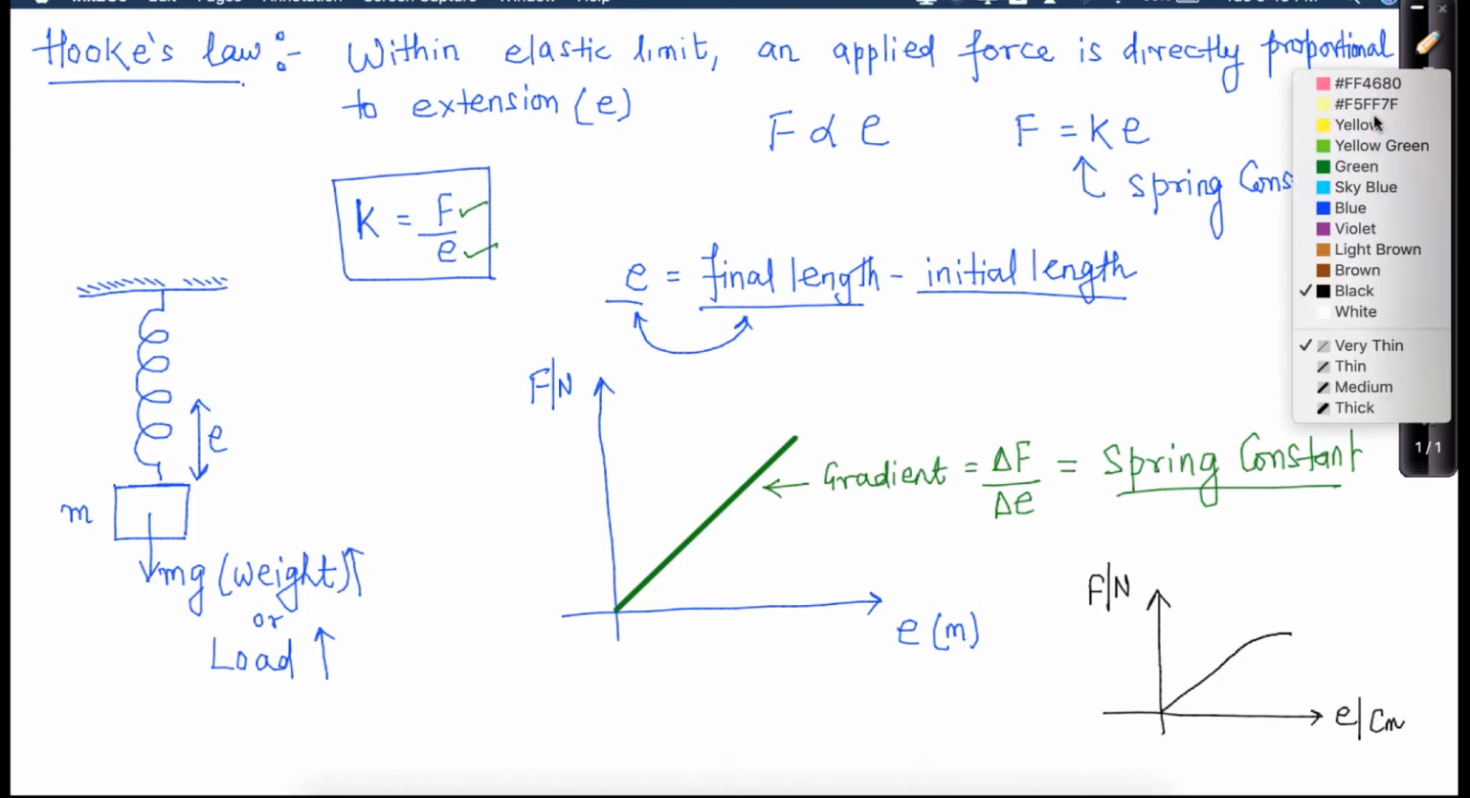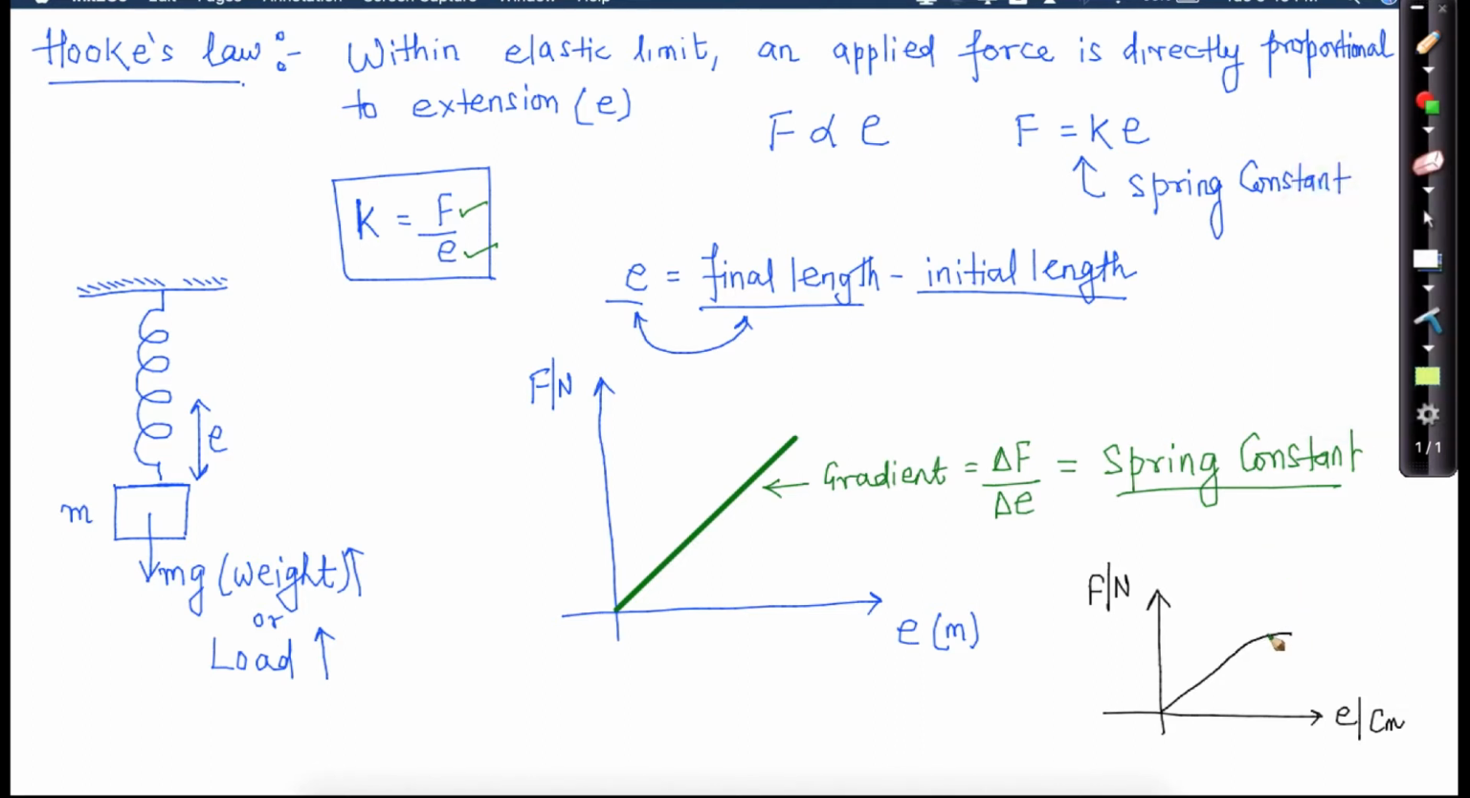Now see here, at which particular point the graph is getting non-linear. At this point. After this point, the graph is getting non-linear. So this particular point, this green point, is known as the elastic limit. So this point is the elastic limit.